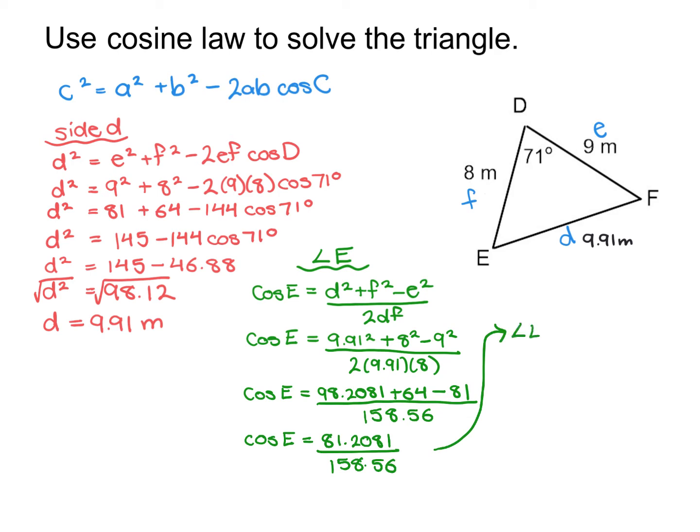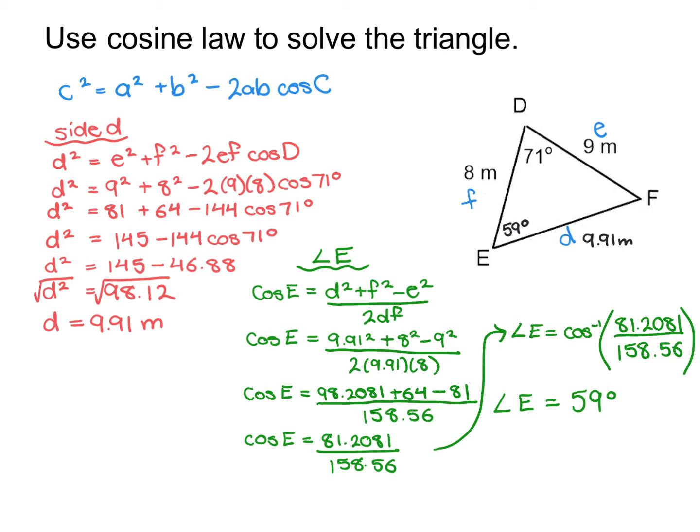Okay, since I'm running out of room, I'm just going to write some more work over here. Now, we are trying to find angle E. So now what we're going to do is we're going to do cos inverse of bracket 81.2081 divided by 158.56. And now when you plug this into your calculator, I'm just going to round it up to a whole number. So angle E comes to about 59 degrees. So we have found angle E. I'm going to write that in the triangle. So that's 59 degrees.